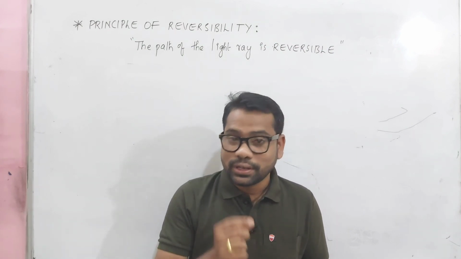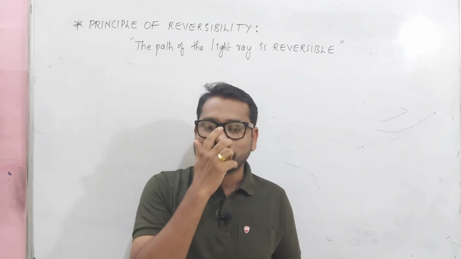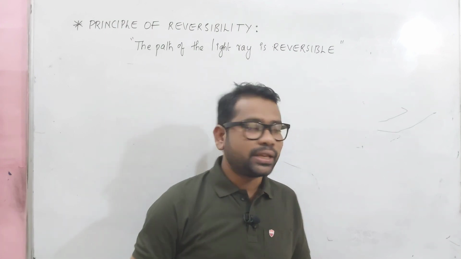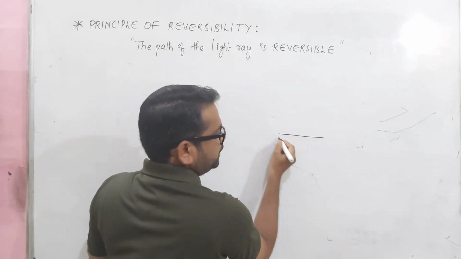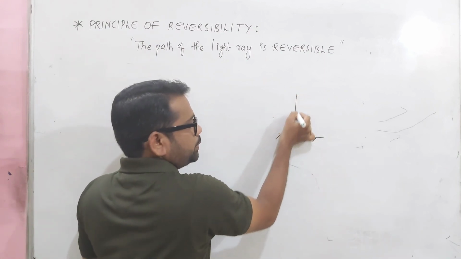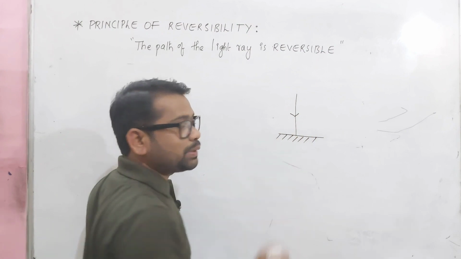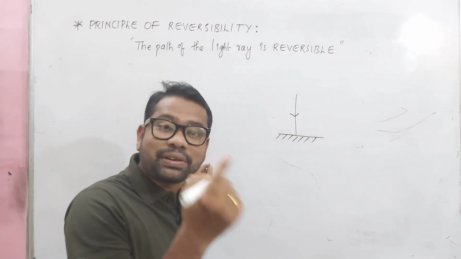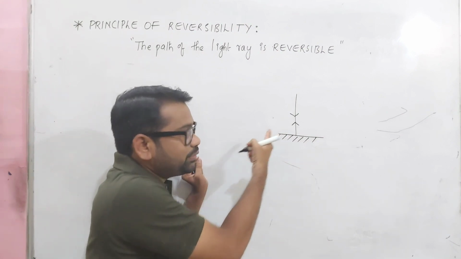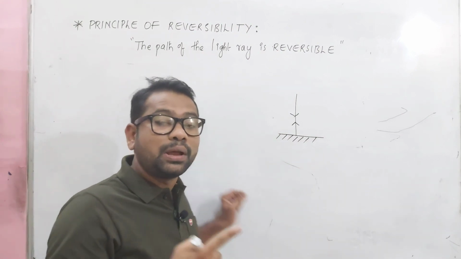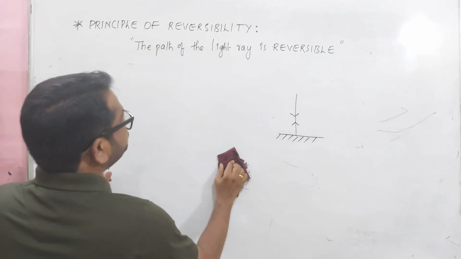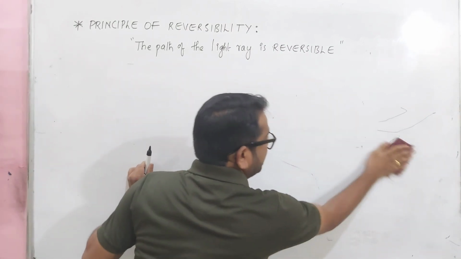It's very important. Now, how to understand this? What is the so-called reversibility? Children, let us take the case of a plane mirror. Suppose the light is incident perpendicular to this plane mirror. Then what will happen after reflection? Its path is reversed. This is actually reversibility. But we will see this in the case of refraction. So, how is the path of a light ray reversible?